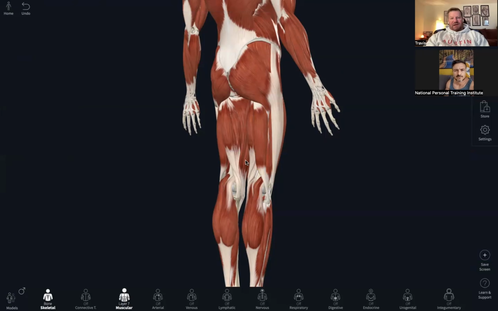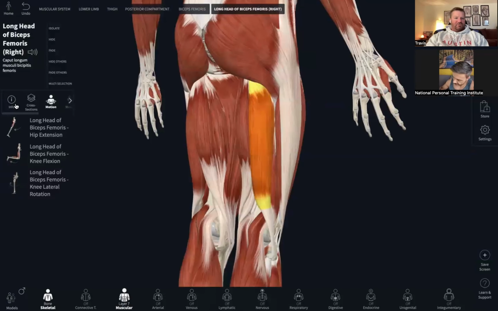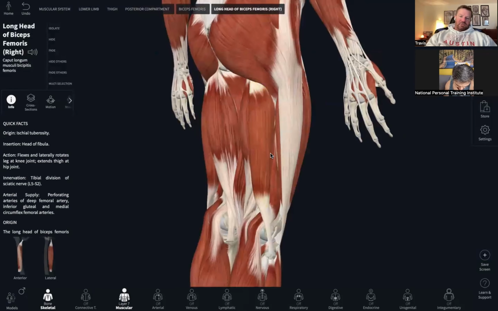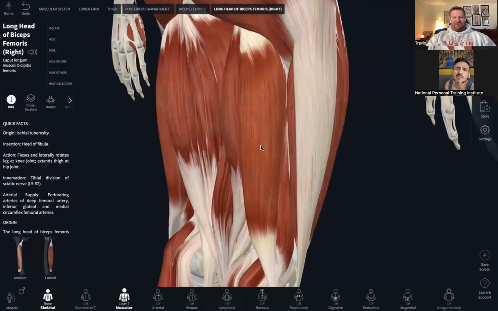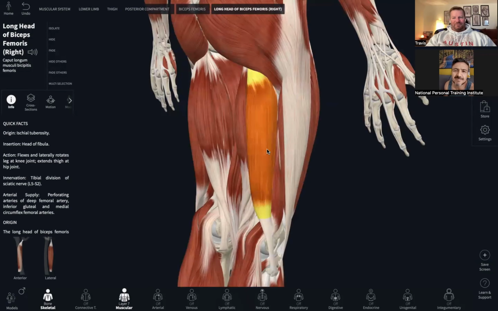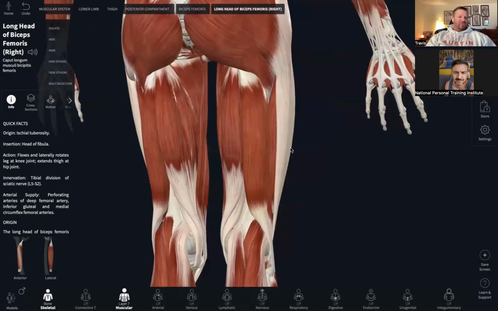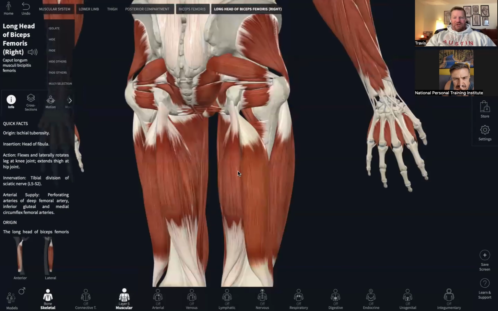Sweet. So today we're going to go over the biceps femoris right here. This is the muscle of the week. ¿Cómo se dice biceps femoris? Bíceps femoris, femoral. No, bíceps femoral. Bicep femoral.